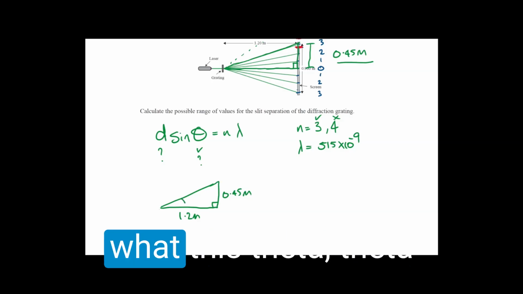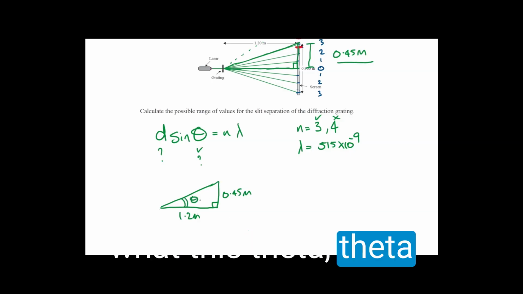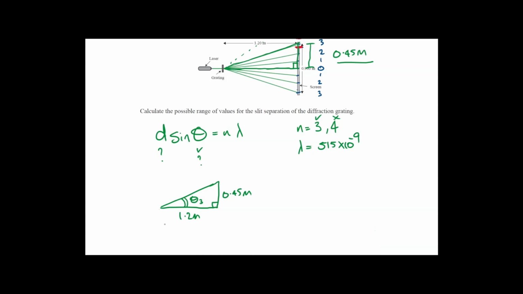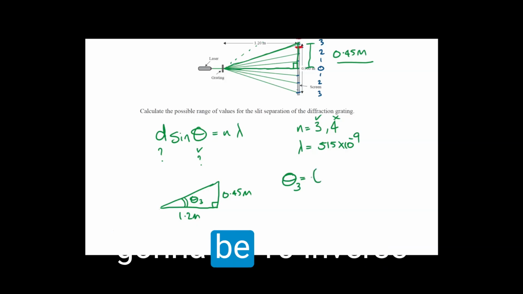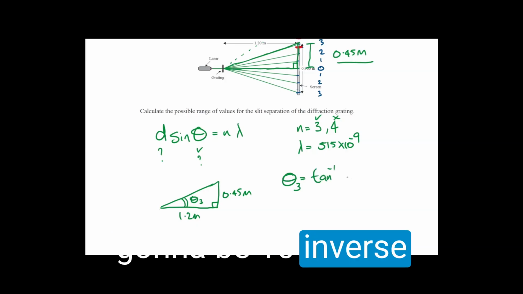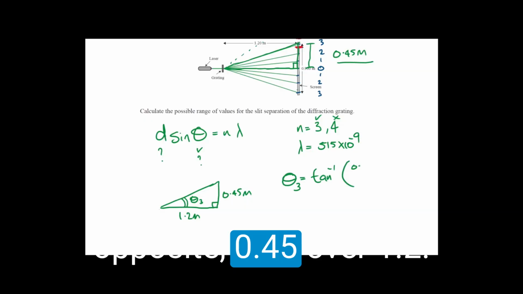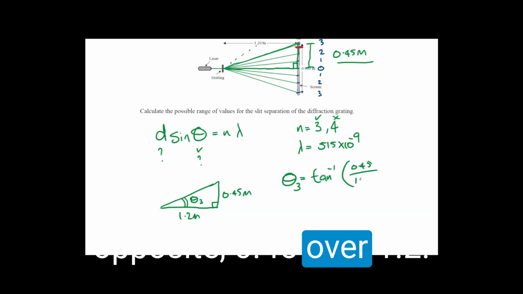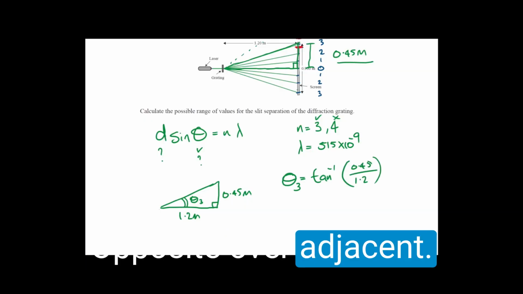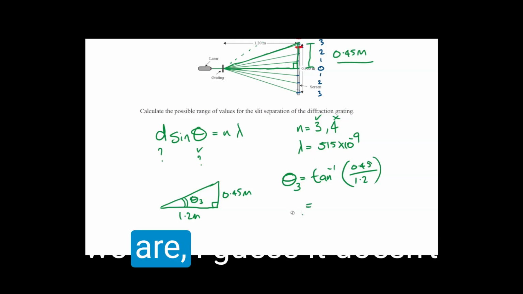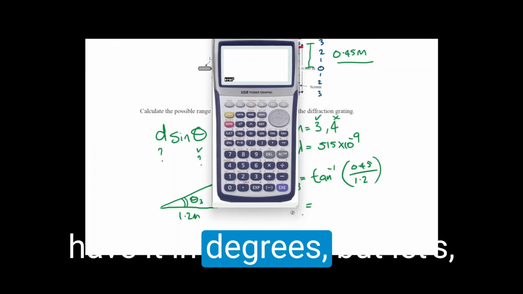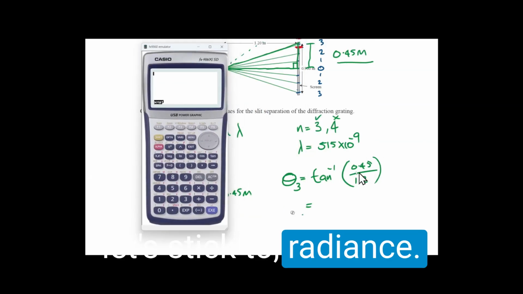So we want to know what this theta 3 would be. We've got opposite and adjacent, so we're going to use tan. Theta 3 is going to be tan inverse of opposite 0.45 over 1.2, opposite over adjacent. And we put that in our calculator. I guess it doesn't actually matter if we have it in degrees, but let's stick to radians.